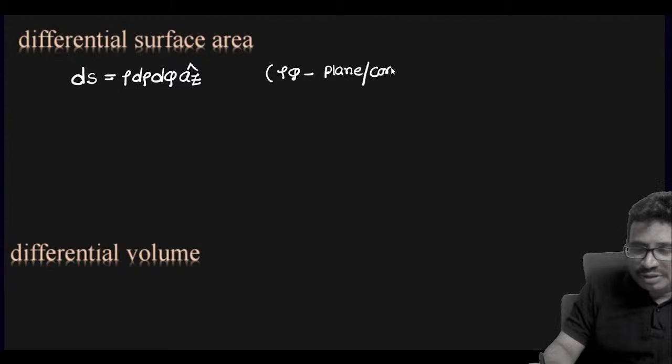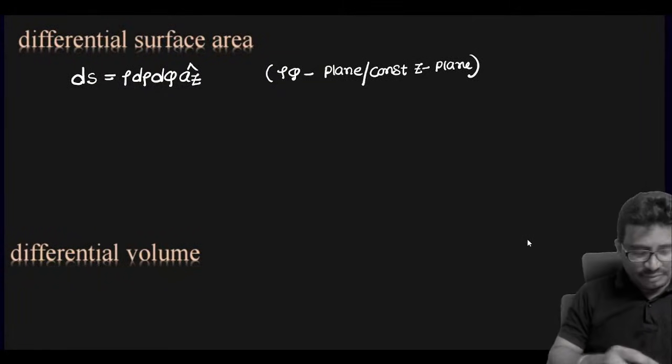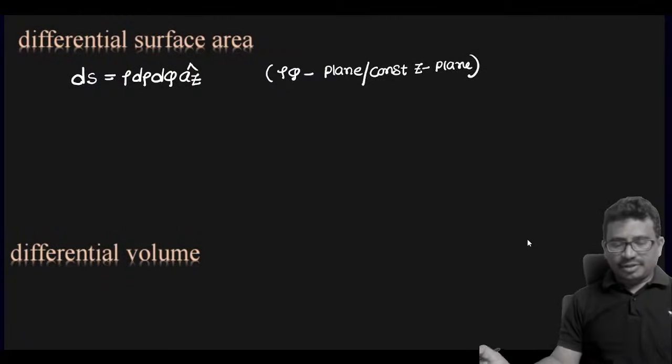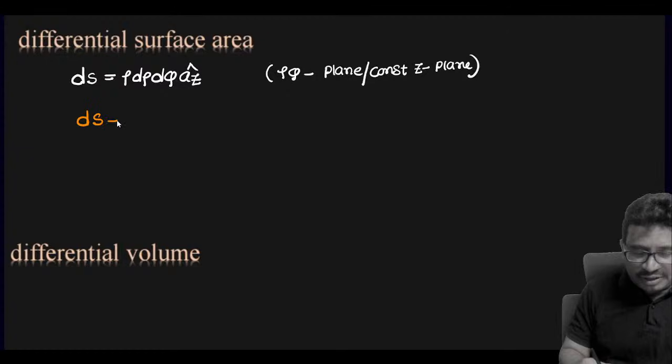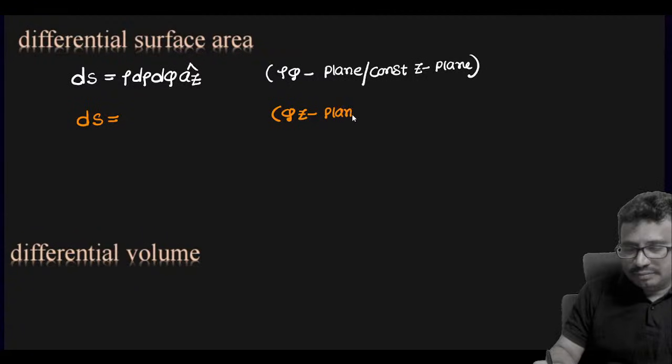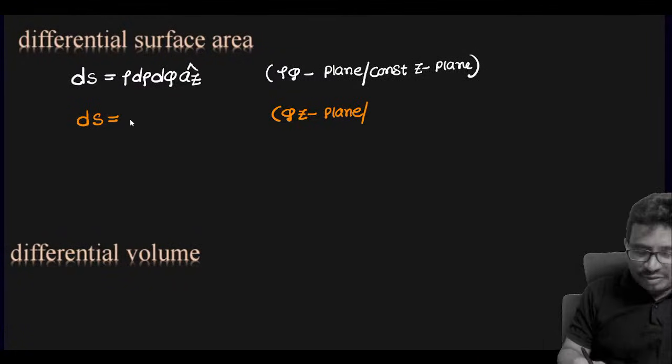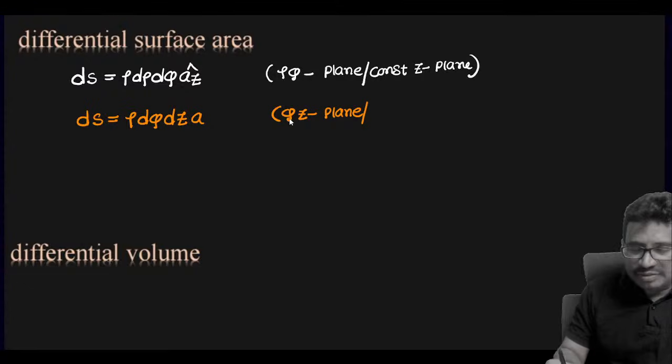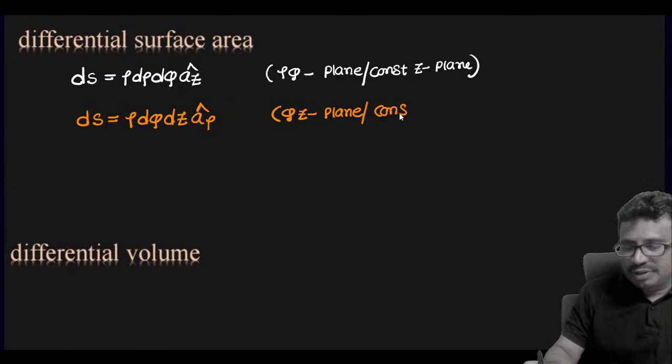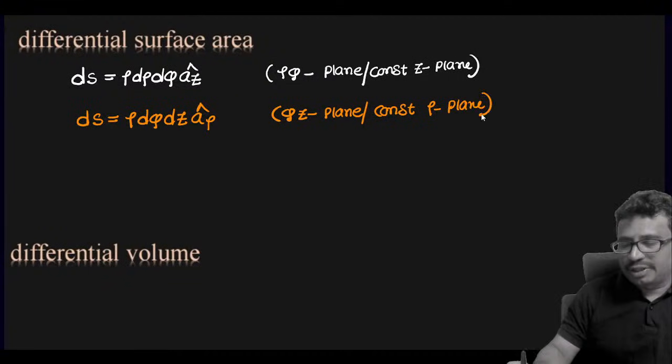And this is called a constant z plane. Right. Now we have ds in case of the phi z plane, which is equal to what term, rho d phi dz, and the direction is perpendicular to phi and z, which is along a rho. So we can call this a constant rho plane.